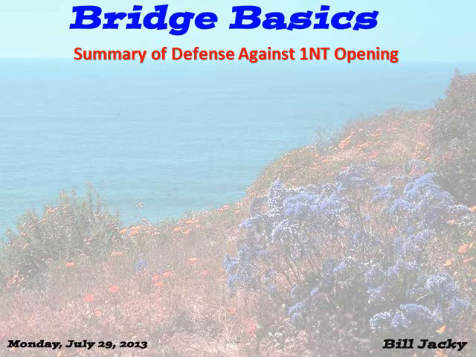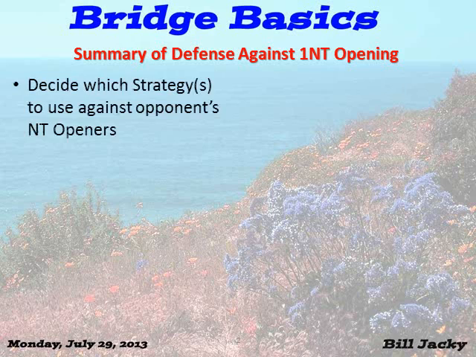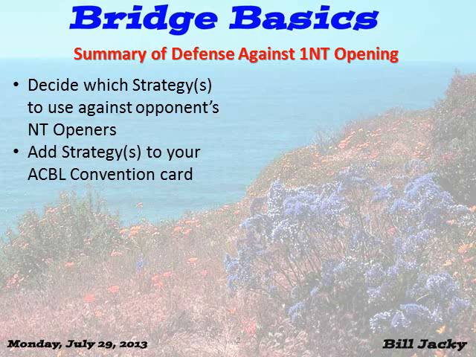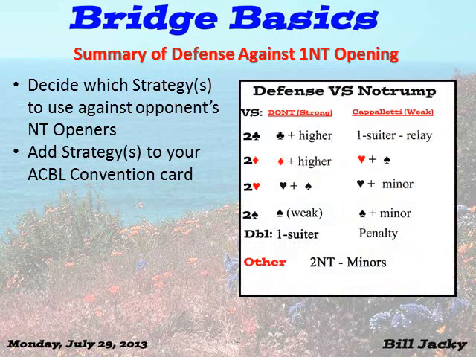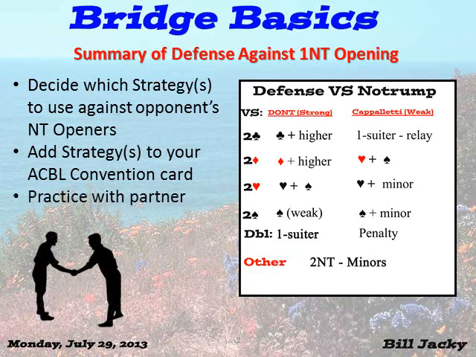Before we go on, let's summarize the defense against a one no-trump opening. Decide what strategy or strategies to use against your opponent's one no-trump openers, and add the strategy or strategies to your ACBL convention card. Here I've shown you what I've presented in the last 3 sessions. Don't against strong no-trump and Cappelletti against weak no-trump. You may decide to use one against both or some other system. That's why bridge is fascinating. Practice with your partner because that's the only way you get better. And remember also, you must alert.